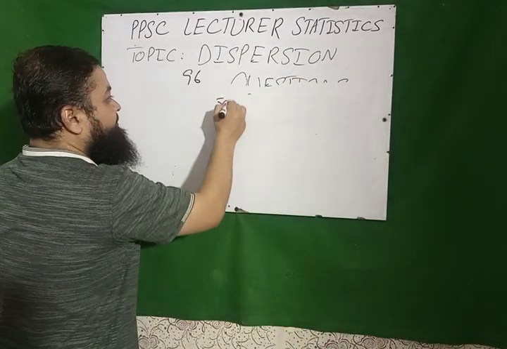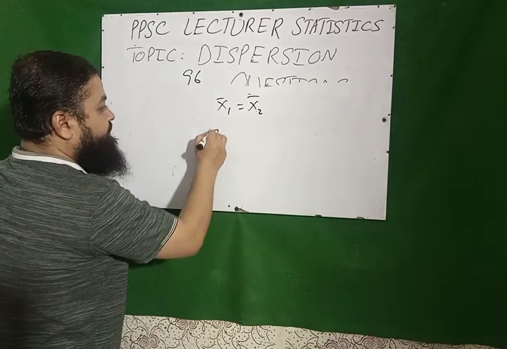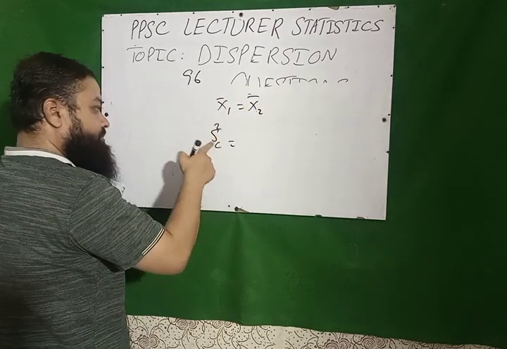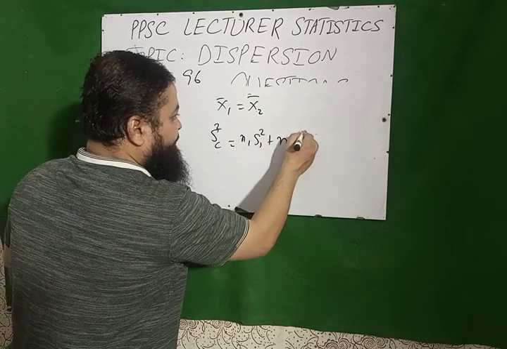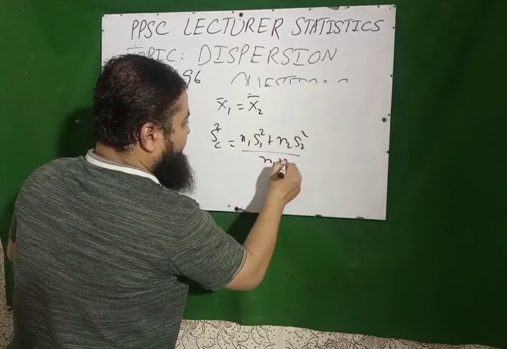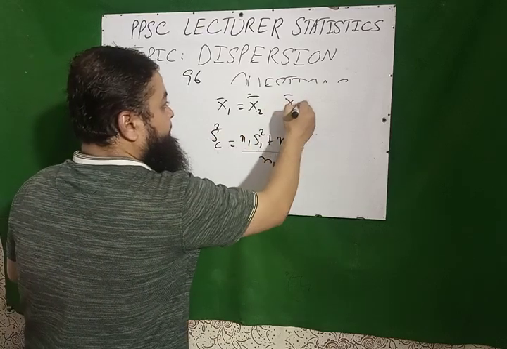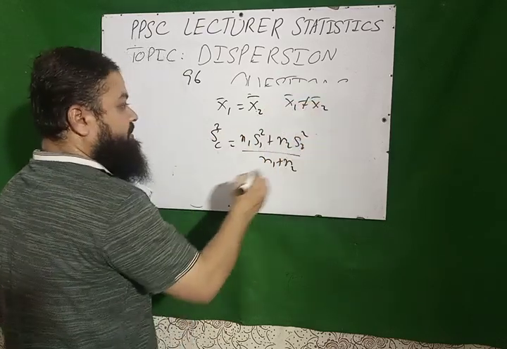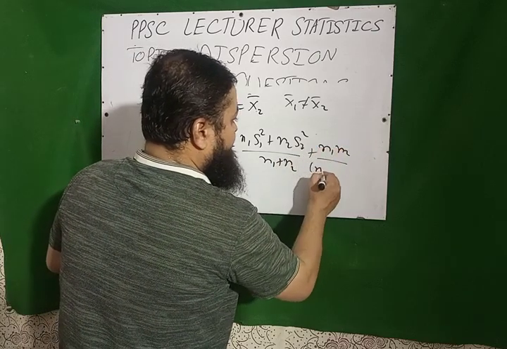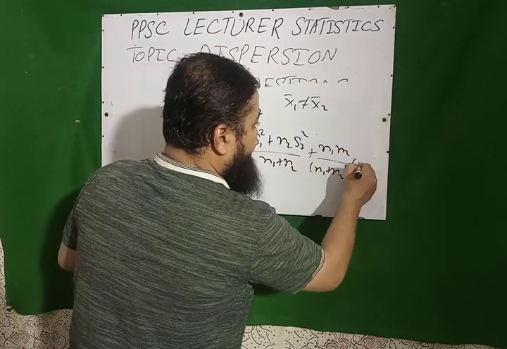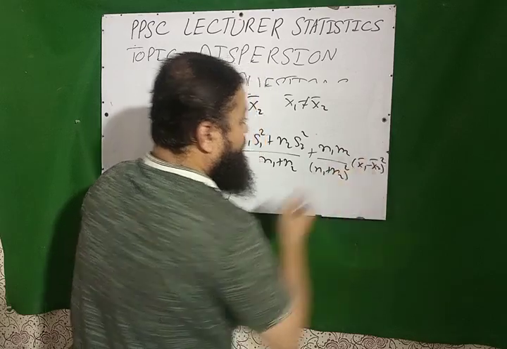When x bar 1 is equal to x bar 2, then the formula of combined variance is, and a numerical can also be asked, n1 s1 square plus n2 s2 square over n1 plus n2. And when x bar 1 is not equal to x bar 2, then the formula will be this much plus n1 n2 over n1 plus n2 whole square into x bar 1 minus x bar 2 whole square.